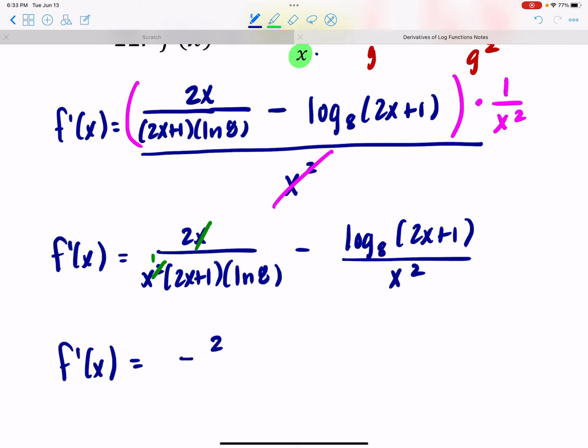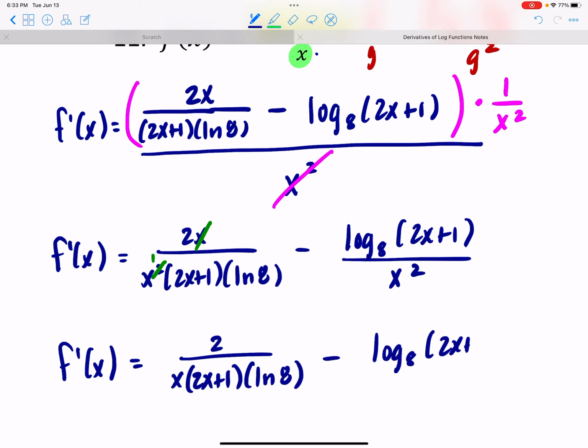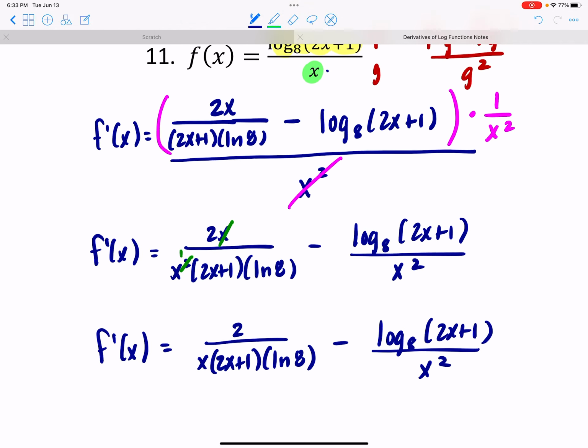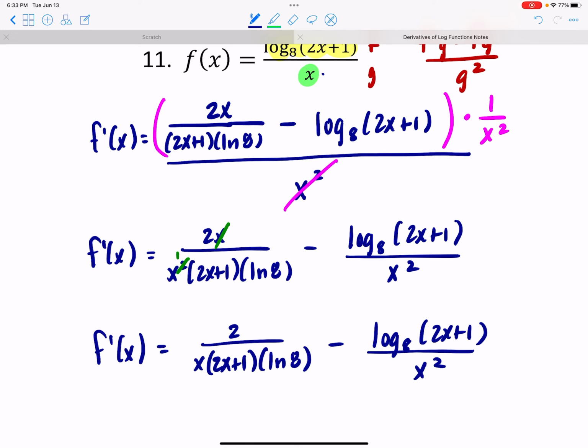So 2 over, we got an x left, a 2x plus 1, and if you wanted to multiply that in there and call that 2x squared plus x, that would be fine. And then natural log of 8, and then log base 8 of 2x plus 1 over an x squared. Okay, so not terrible.